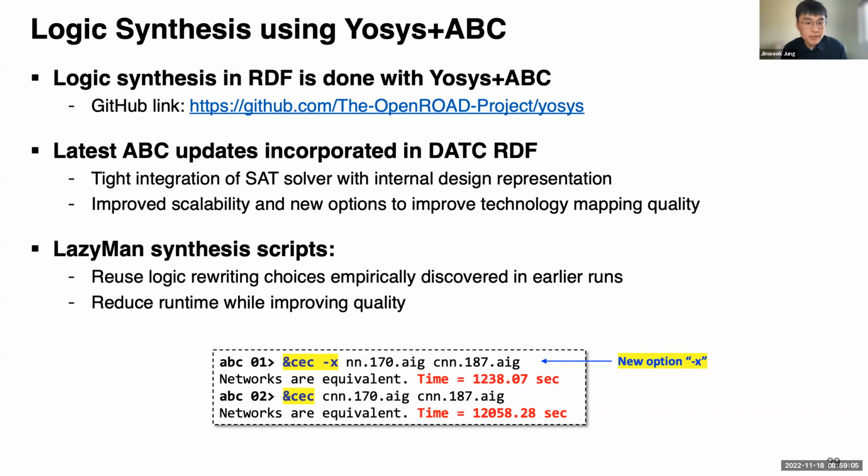And the synthesis script in RDF also includes the LazyMan synthesis scripts. It uses a database of logic rewriting choices, which were empirically discovered in previous synthesis runs. And with this kind of learned data, we can reduce the optimization runtime significantly while enabling a more accurate assessment of logic transformations and so better quality.